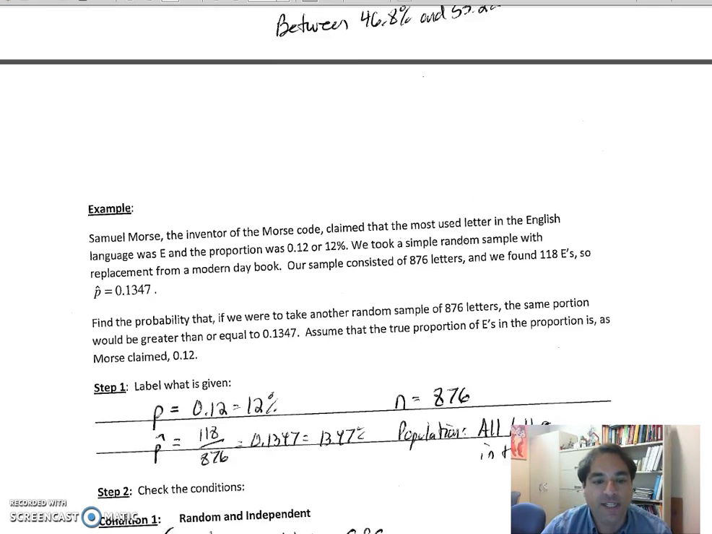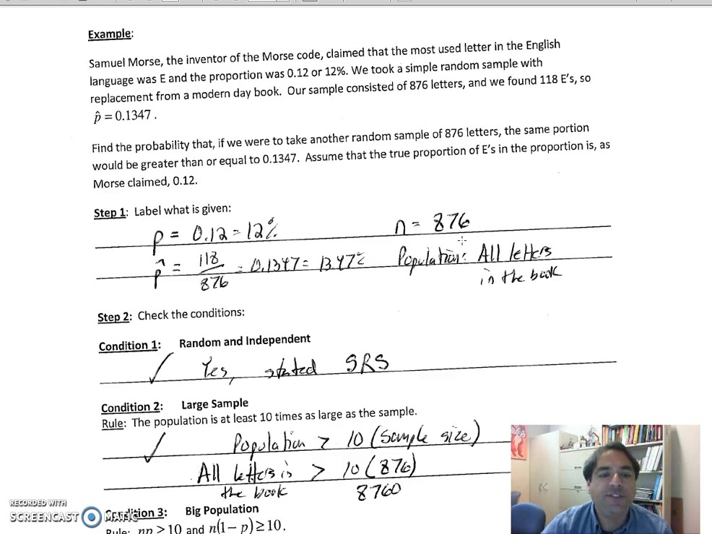Okay, one more example for this section. So Samuel Morse, the inventor of Morse code, claimed that the most used letter in the English language was E, with a proportion of 12%. We took a random sample with replacement of a modern-day book of 876 letters, and 118 of them were E's. That's 13.47%. Find the probability that if we take another random sample of 876 letters, the same proportion would be greater than or equal to 0.1347. Assume that the true proportion of E's is, as Morse claimed, 12%.